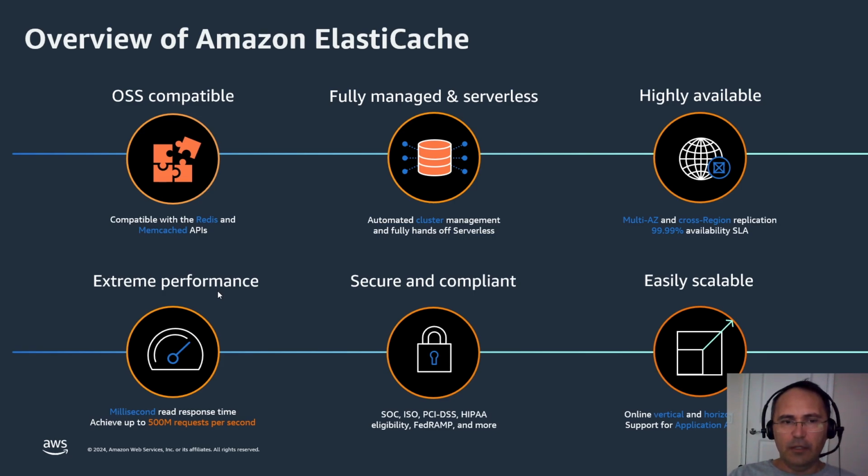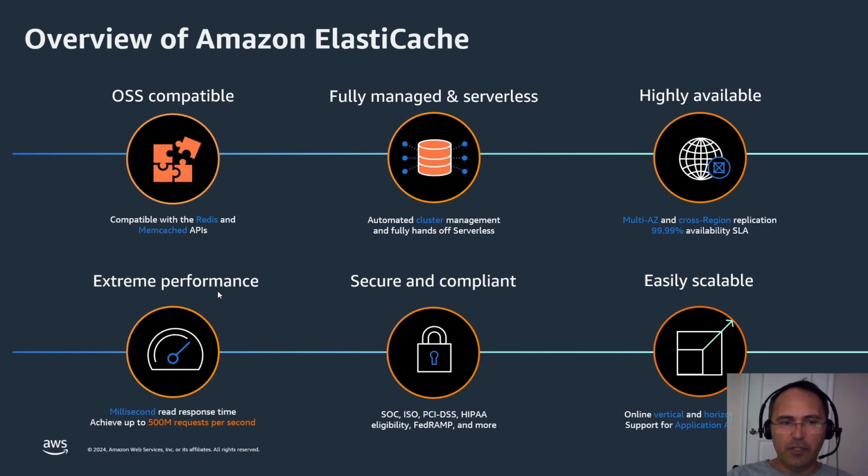Both services, the older provisioned instance-based one and the new one, are highly available with four nines availability, supporting multiple availability zones with automatic failover and automatic recovery if needed. Both services can do that with very fast response times. We're talking about millisecond response time and millions of transactions per second. So you could scale both as far as performance and as far as number of transactions.